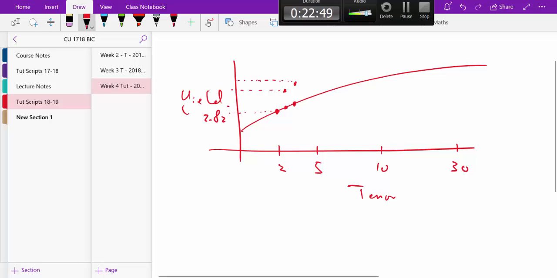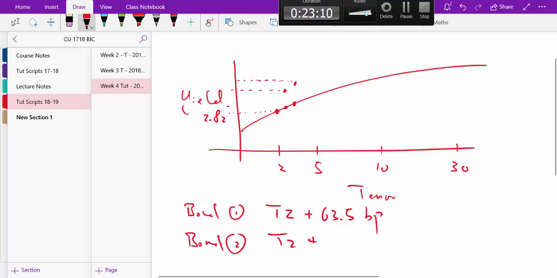Now, if bond 1, the spread to Treasury, let's say it is a 2 year, so it's Treasury 2 year plus 63.5 basis points. Whereas for bond 2, it is actually Treasury plus 71 basis points. So that would make it what?